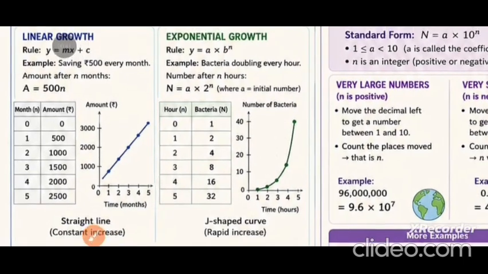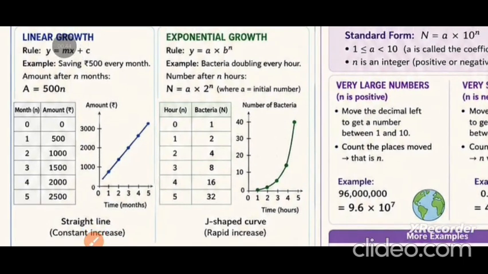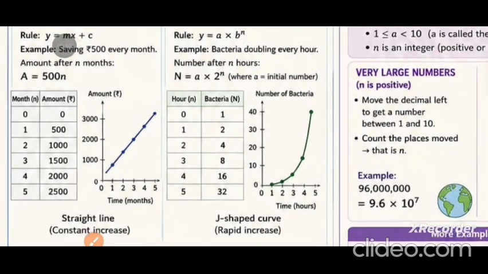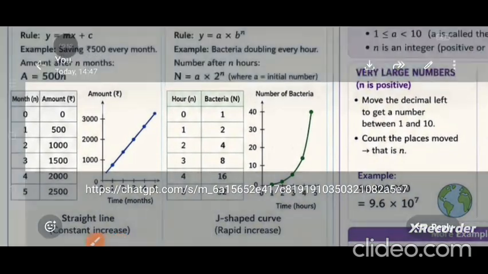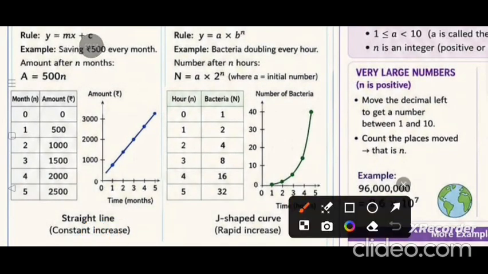So in linear growth, we are taking here 500 rupees saving added every month. So in the first month it becomes 500 rupees. Second month it becomes 500 plus 500, 1000 rupees. Third month it becomes 1500. Fourth month it becomes 2000. Fifth month it becomes 2500. So there is the linear growth. It is in the straight line because 500 rupees added every month.